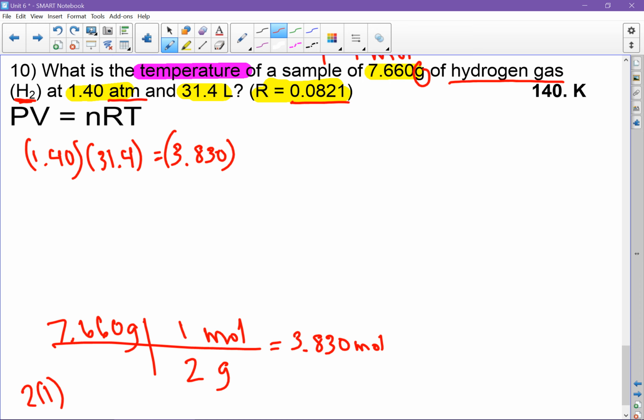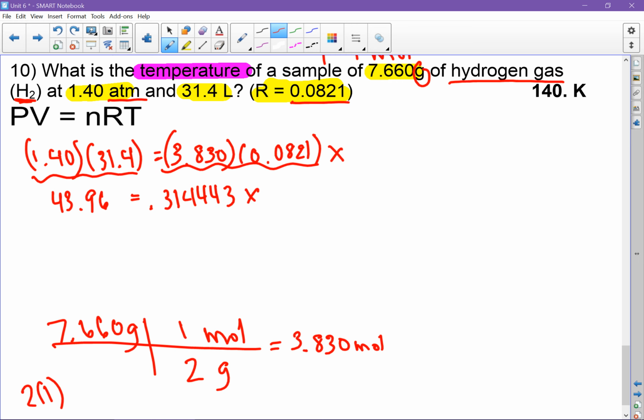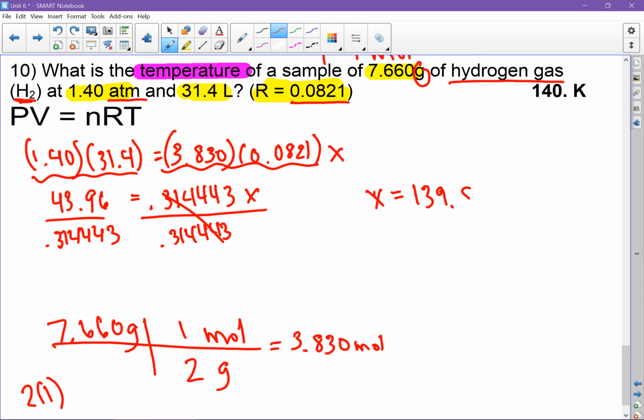R was given here. And temperature is the unknown, that's the x. Now you're just going to combine like terms by multiplying on each side. So here I get 31443x. That's the number that you'll divide by. It cancels here. So x equals 139.802 something. And lastly, we're going to check out our sig figs.